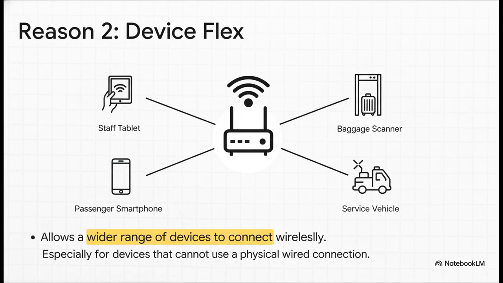Second, device flexibility. An airport is just buzzing with all sorts of different devices, right? You've got staff using tablets, passengers on their phones, even the service vehicles and baggage scanners need to connect. And for a lot of these things, a wired connection just isn't an option, so wireless becomes absolutely essential.